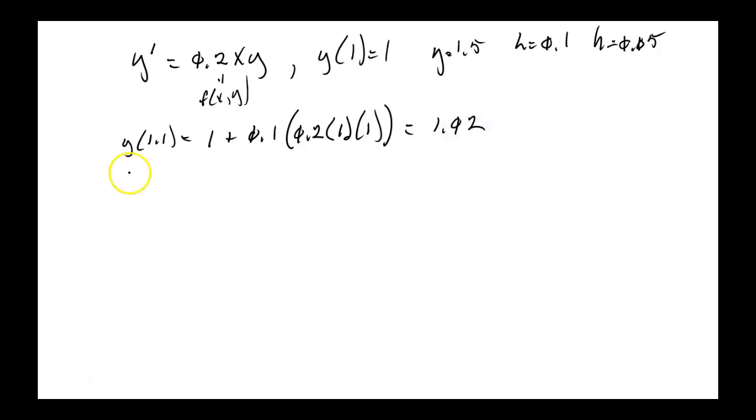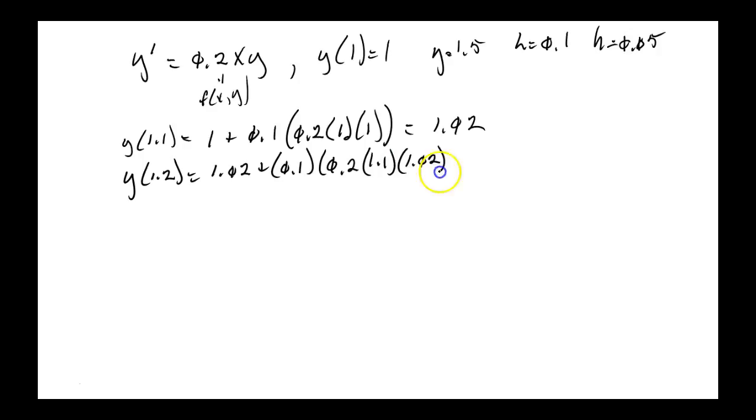All right, good deal. So y of 1.2 then would be 1.02 plus 0.1 times 0.2 times 1.1, that's the x, times 1.02, that's your y, and see what that is. And that's a fairly easy multiplication to do because everything's just multiplied.